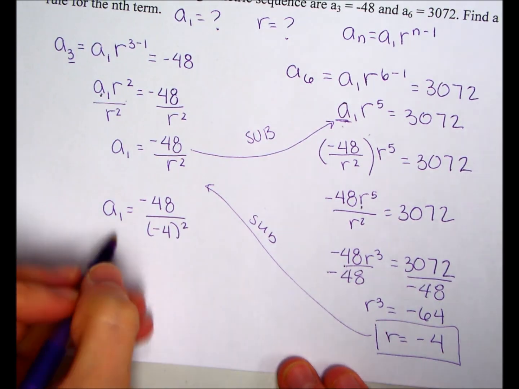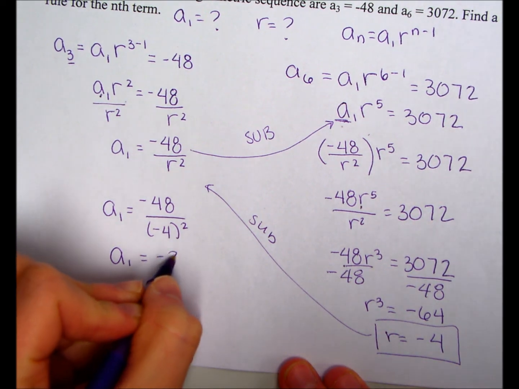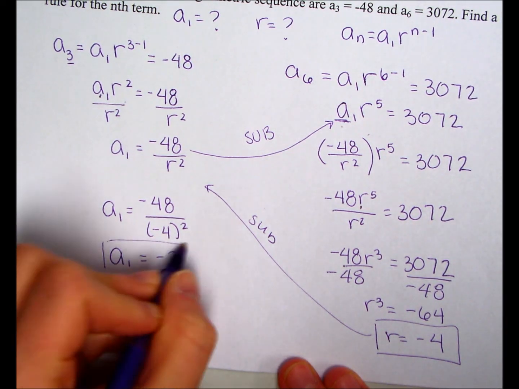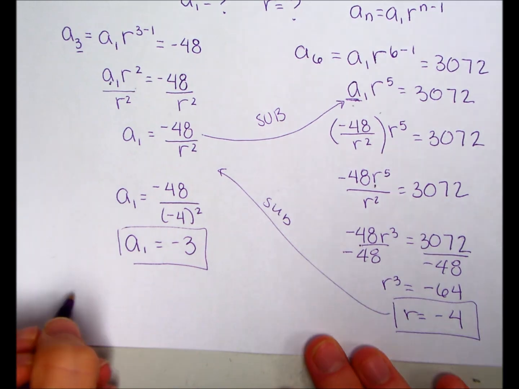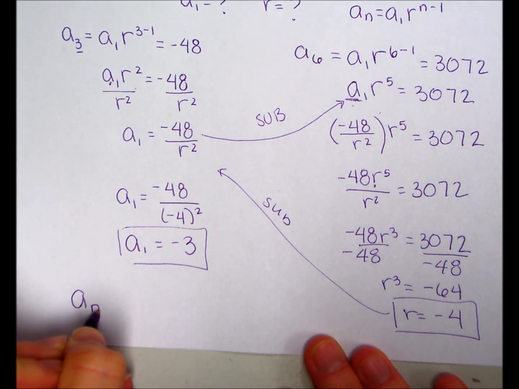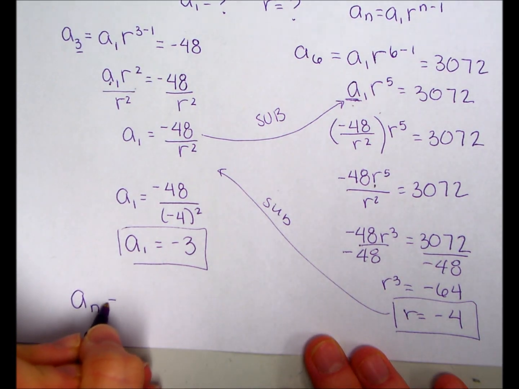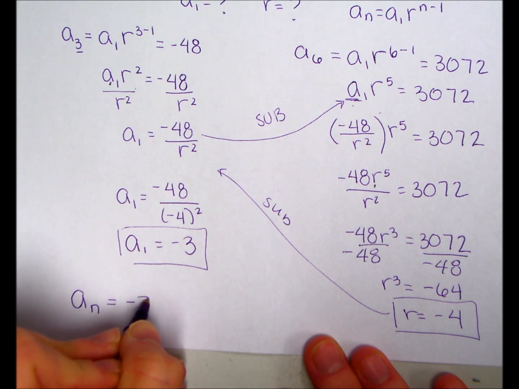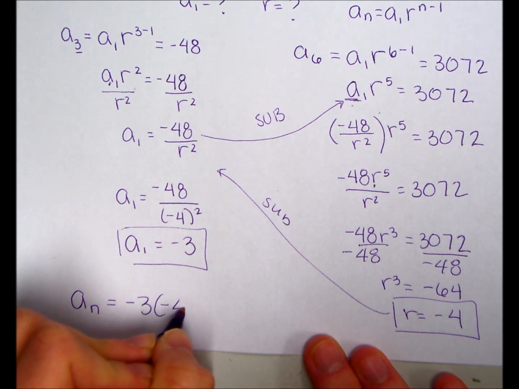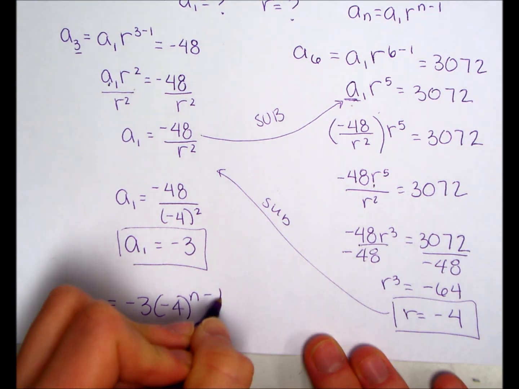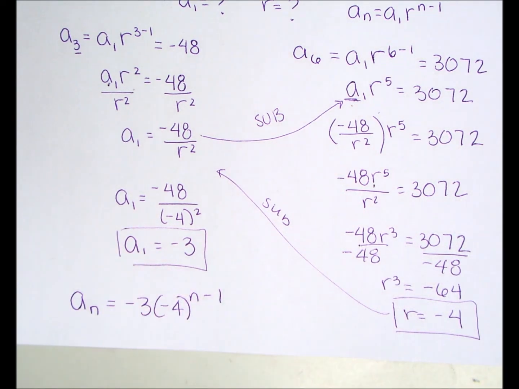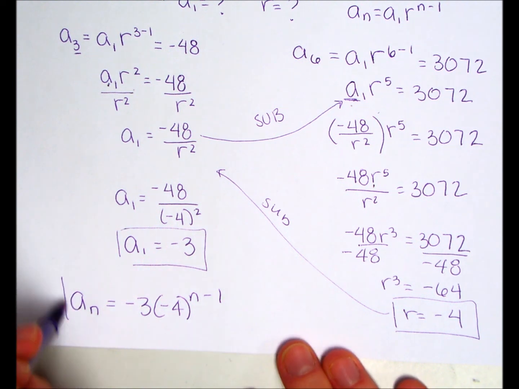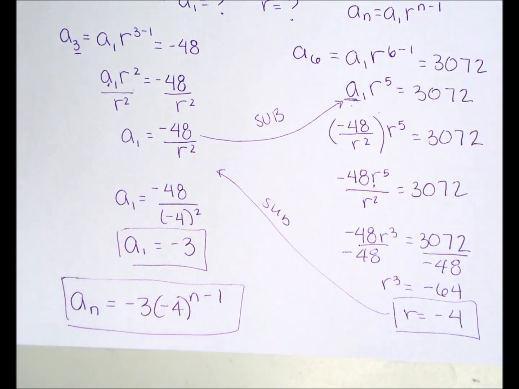And I get my first term to be equal to negative 3. So my rule, because they do want the rule, so we'll put it all together and make the rule. My rule is any term, the nth term, can be represented by negative 3 times negative 4 to the n minus 1. So we got two equations, two unknowns. We did a little substitution, simplified, and then resubstituted to get our final answer. And this, ladies and gentlemen, is the final answer that we want.